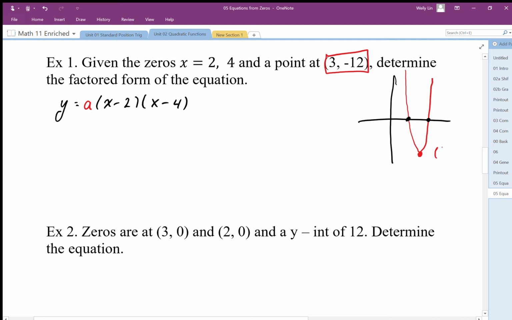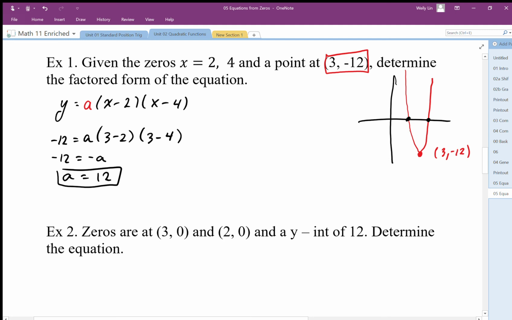Okay, so that a value can then be established with that one coordinate. So we can then solve. We're going to plug in y is negative 12, x was 3, and then work out this equation, solve for a. So we end up with negative a equals 12. So negative a equals 12, so a is equal to positive 12. This is a vertically expanded parabola with an a value of 12.